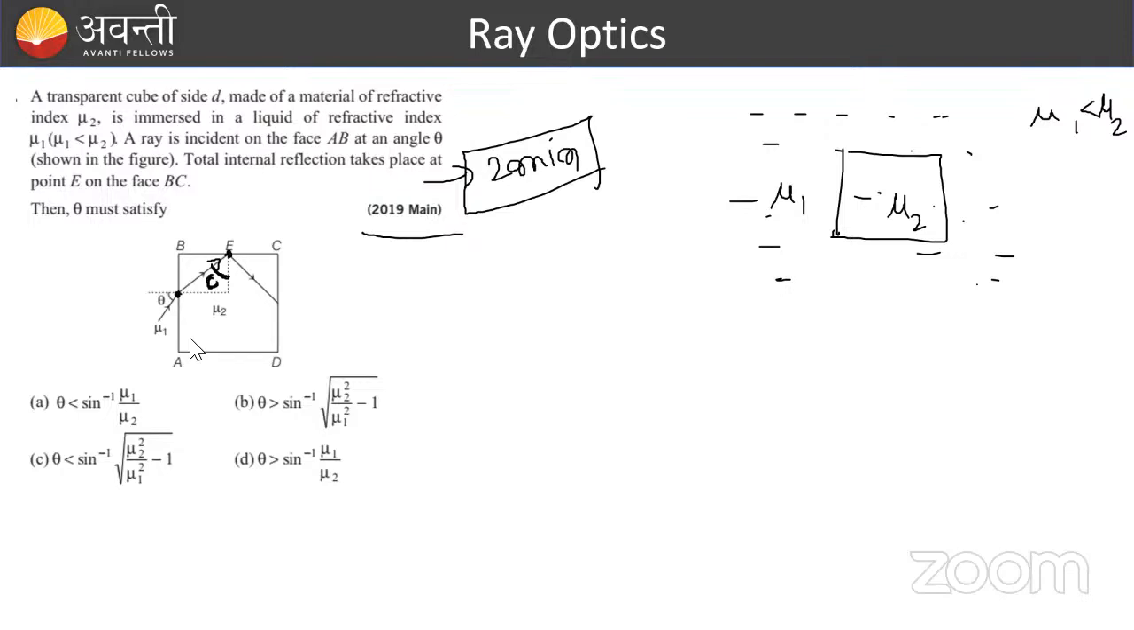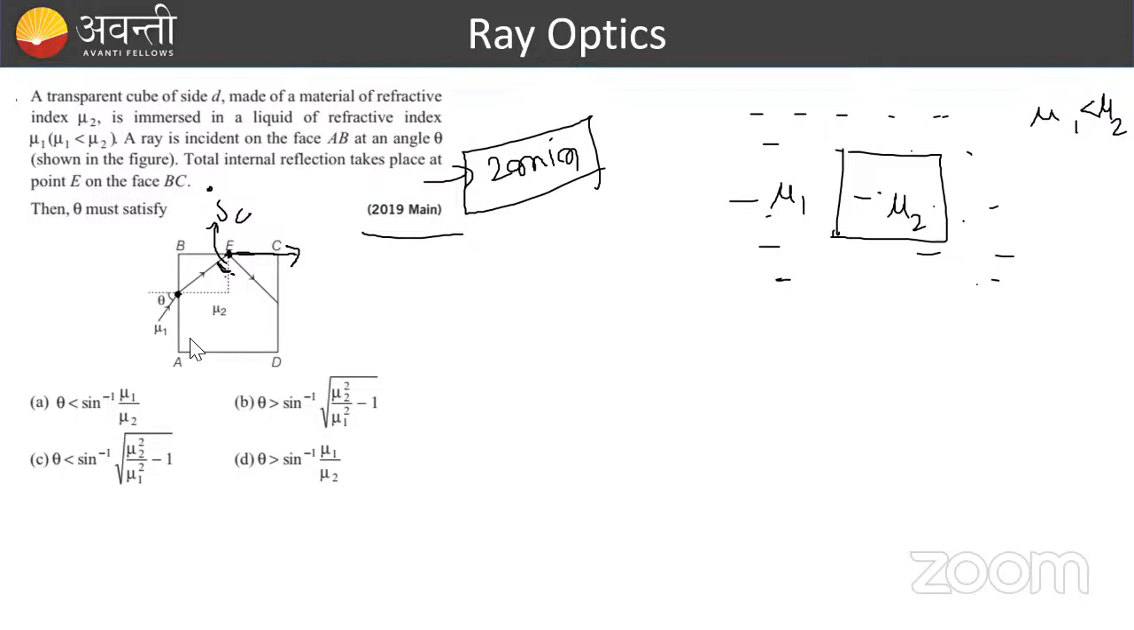For total internal reflection to happen, this angle should be minimum equal to how much? IC. And in case of IC, what will happen? Light will graze the surface like this. And maximum, this angle should be what? For this light to come back into the medium mu2, this angle should be greater than IC.